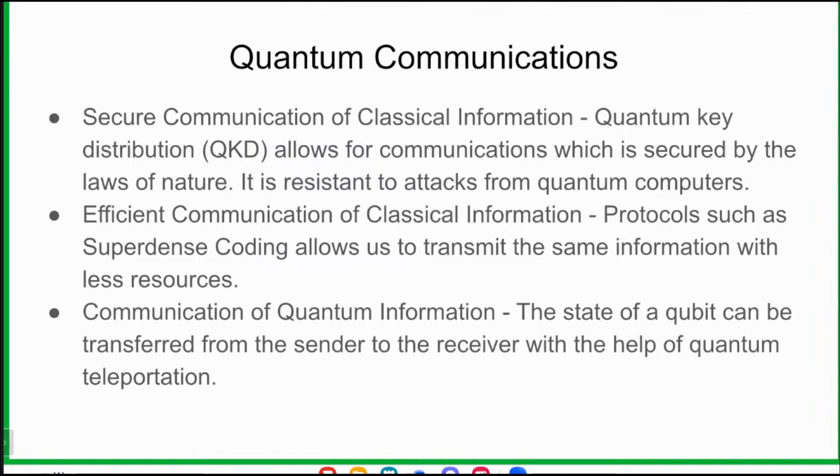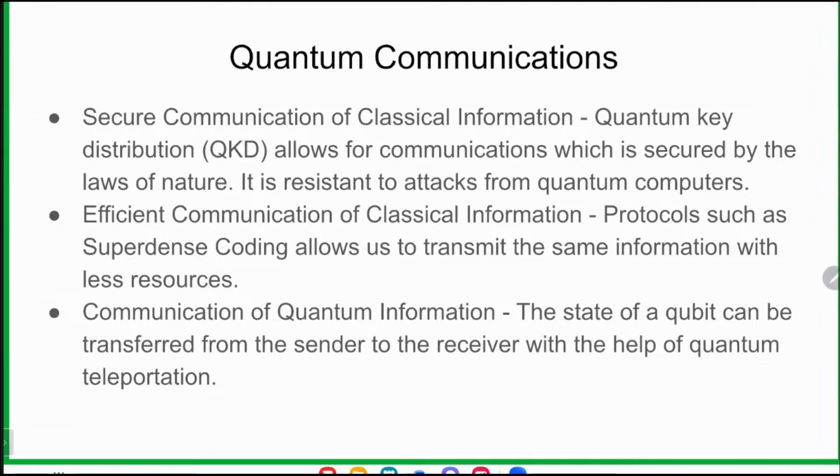And another context in which we use quantum communication is efficient communication of classical information. So let's say you needed 1,000 classical bits to send some information across. Now you can do that with 500 quantum bits. So that is exactly what some protocols like superdense coding do.